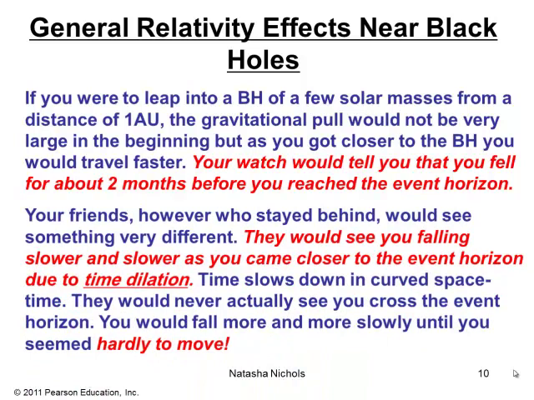Your friends, however, who stayed behind would see something very different. They would see you falling slower and slower as you came closer to the event horizon due to time dilation. Time slows down in curved space-time. They would never actually see you cross the event horizon. For them, you would fall more and more slowly until you seemed hardly to move.